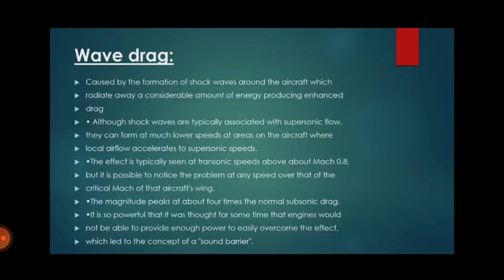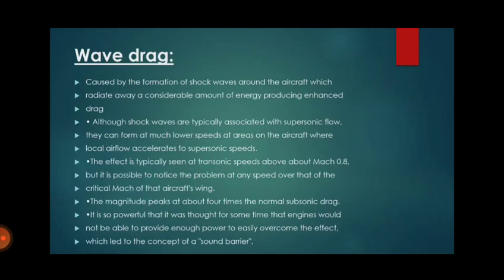Wave drag is caused by the formation of shock waves around the aircraft, which radiate away a considerable amount of energy, enhancing drag. Although shock waves are typically associated with supersonic flow, they can form at much slower speeds at areas on the aircraft where local airflow accelerates to supersonic speed. The effect is typically seen at transonic speeds above about Mach 0.8, but it is possible to notice the problem at any speed over the critical Mach of the aircraft wings. The magnitude peaks at about 4 times the normal subsonic drag.